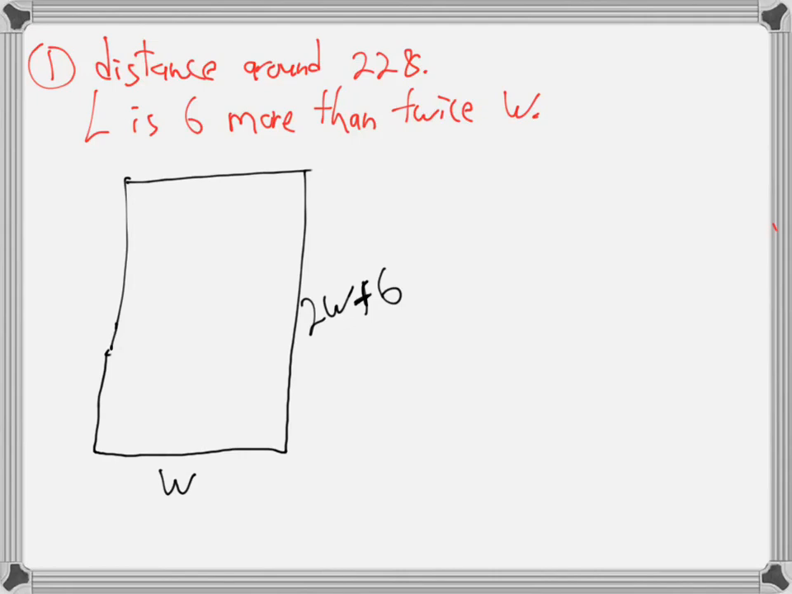So then the opposite side is also the same? And I just added them up because the distance around it would be 228, and I set that equation equal to 228. So in the end, my equation will look like 6x plus 12 equals 228. Okay, so is this making sense so far?